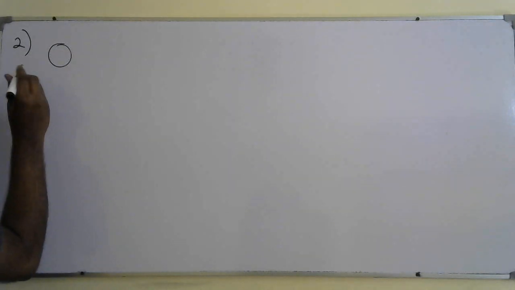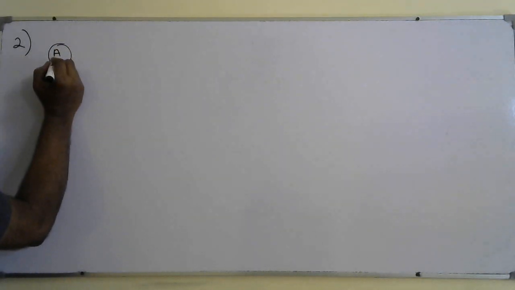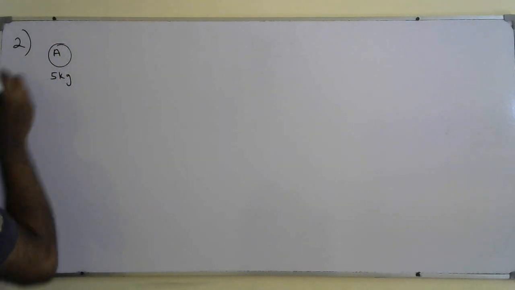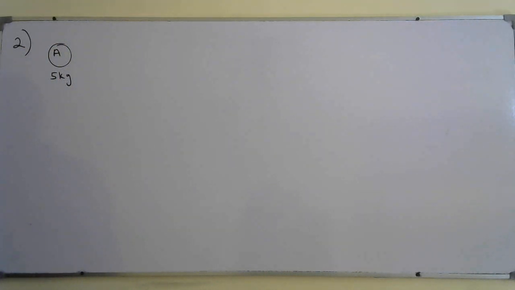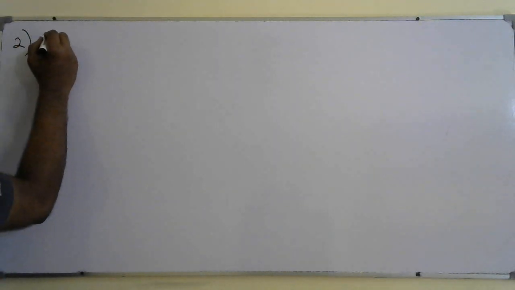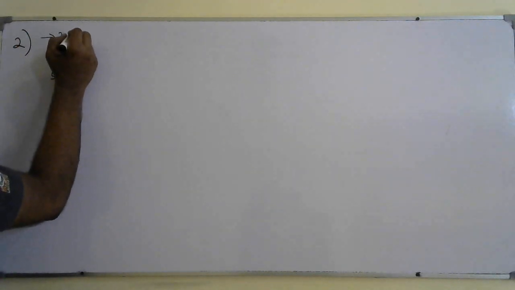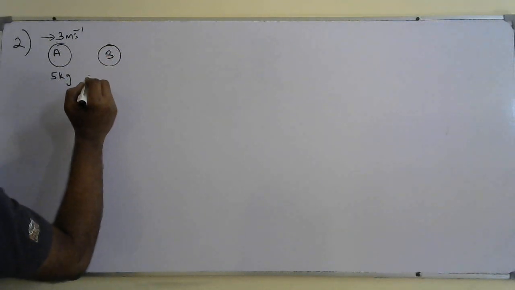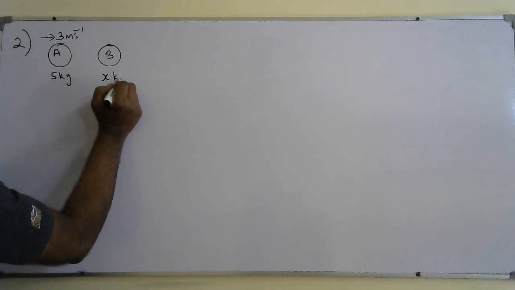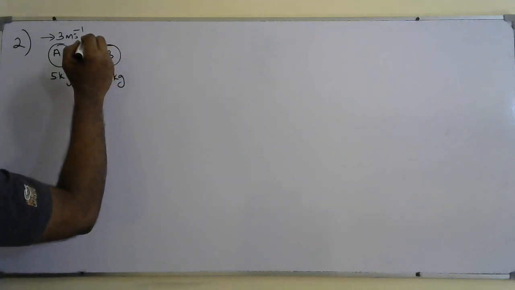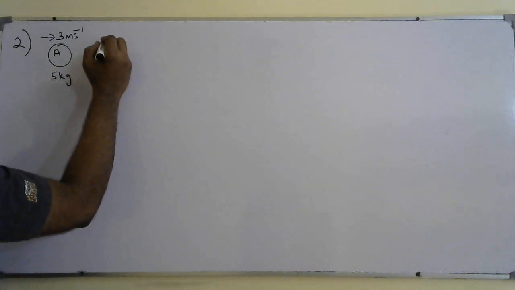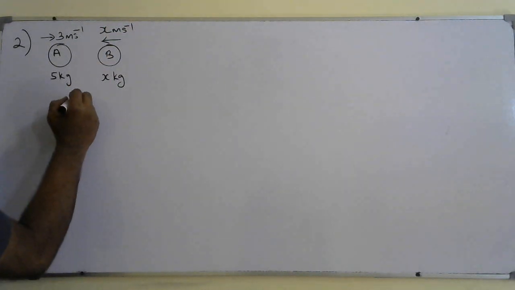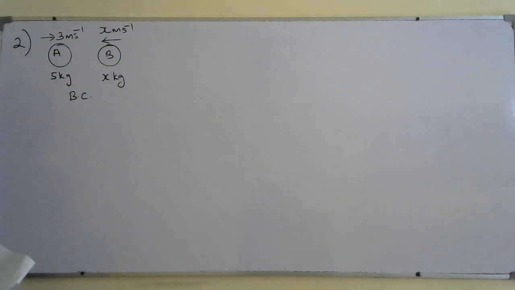This is A, 5 kilogram. Its speed is 3 meter per second. This is B, the mass is x kilogram. Its speed is x meter per second, in the opposite direction. This is before collision.